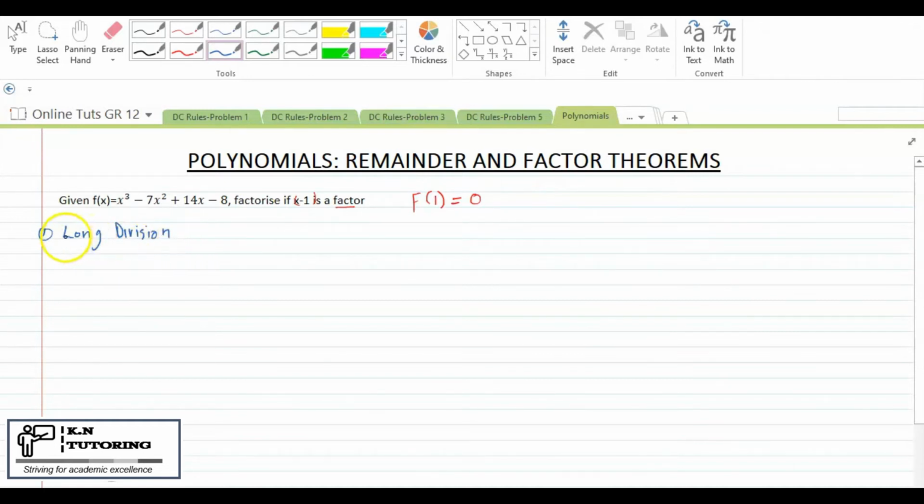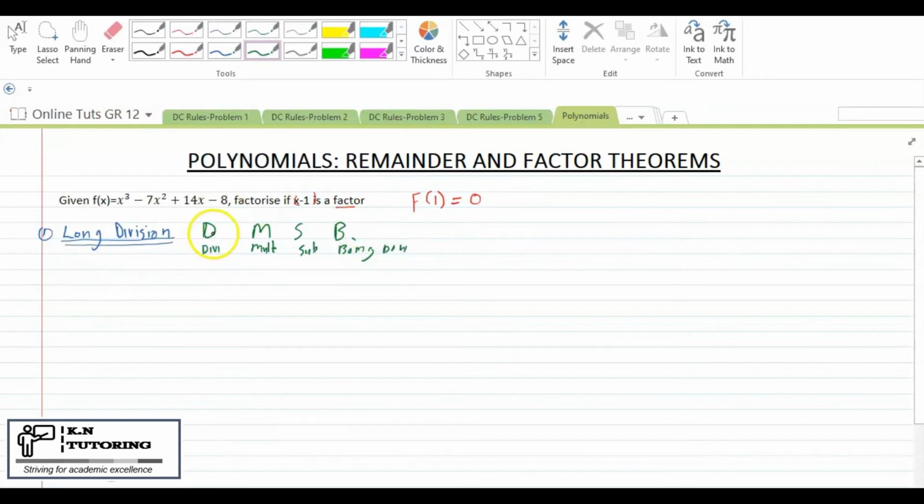Now this long division method is all about division, but there are certain rules that you need to follow, and the best way to remember this is the following: daddy, mommy, sister, and brother. Now you may ask yourself, what on earth is this? This means division, multiplication, subtraction, and bring down.